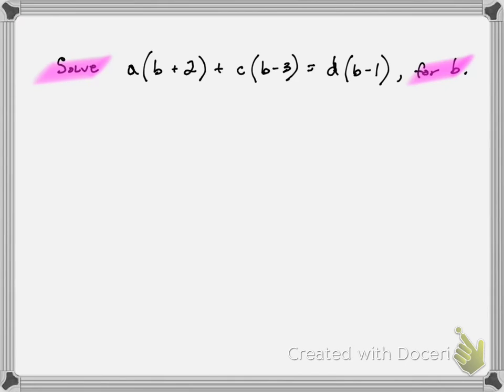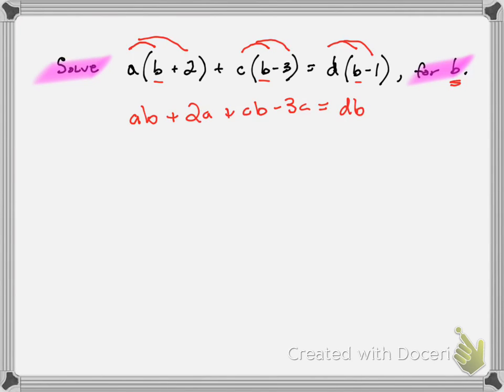Last but not least, I'm asked to solve for b. And I can see that b shows up once, twice, 3 times. Again, the process is eventually we need to move anything, any term with a b to one side and everything else to the other. But before we can do that, we have to expand. And by expand, in this case, I mean distribute. So there are 3 times that we'll have to distribute. In the first case, ab plus 2a. In the second case, plus cb minus 3c. And in the third case, db minus d.